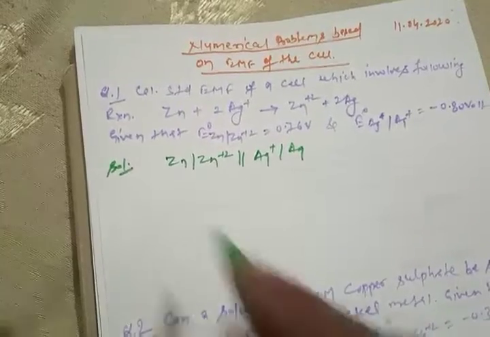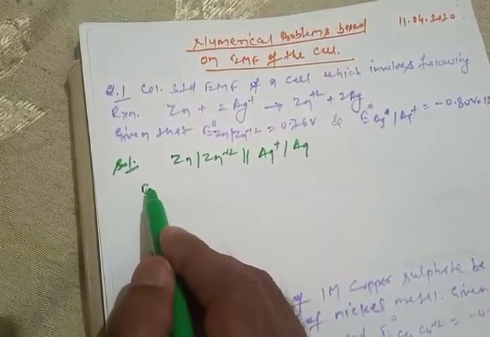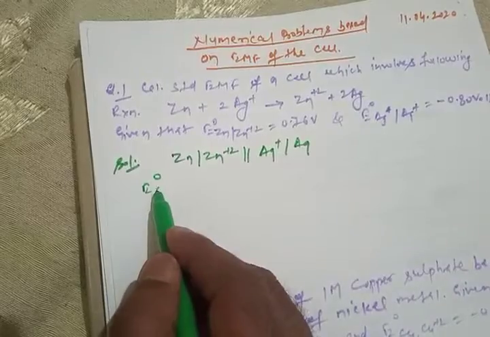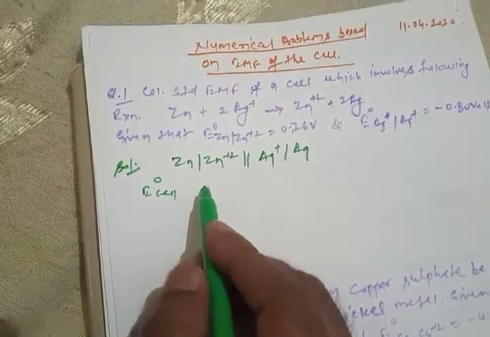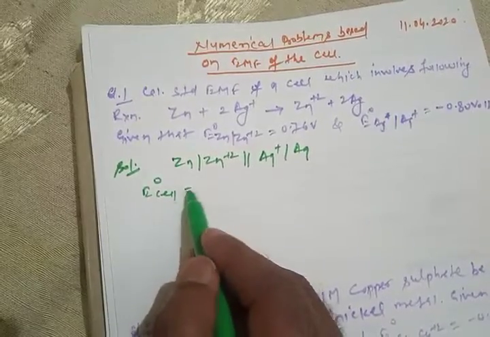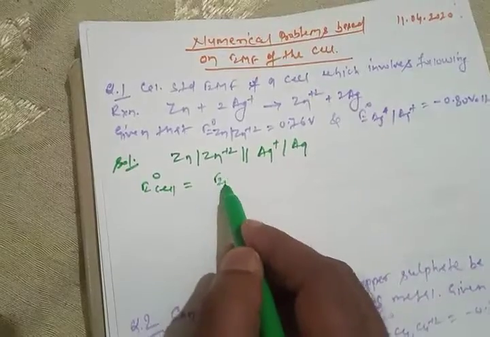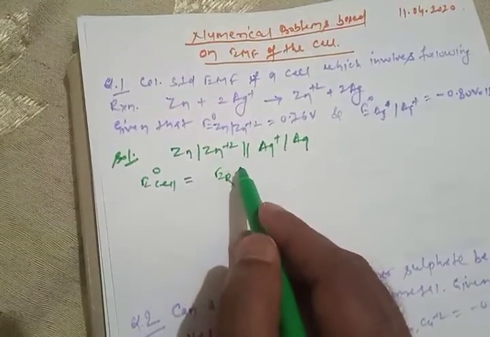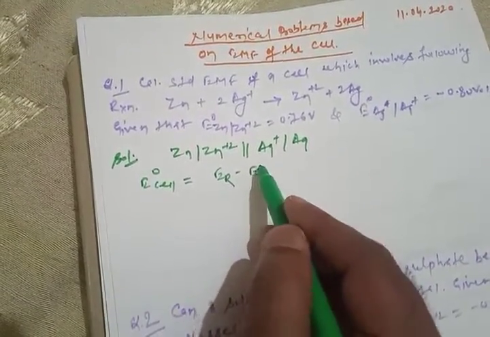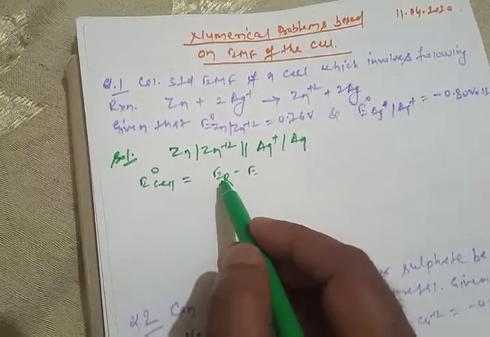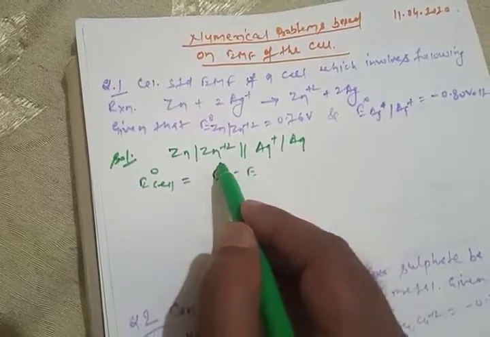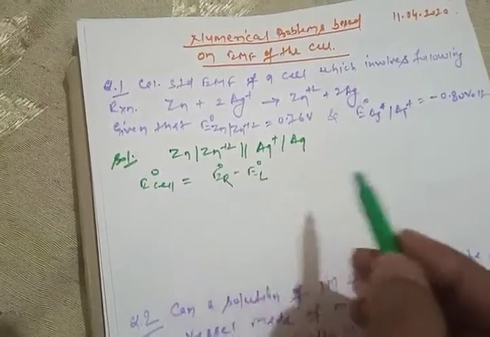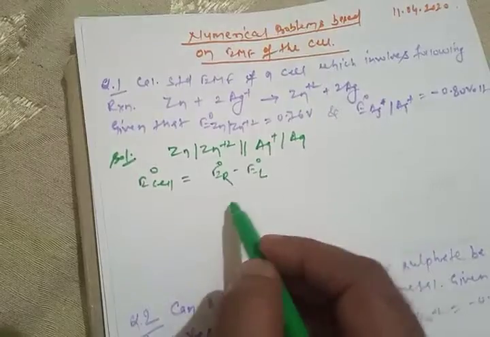As we know the EMF of the cell, that means the E naught cell, as these values are standard conditions, so I'm writing the E naught cell. So E naught cell equals the standard reduction potential at right hand side minus the standard reduction potential at left hand side.